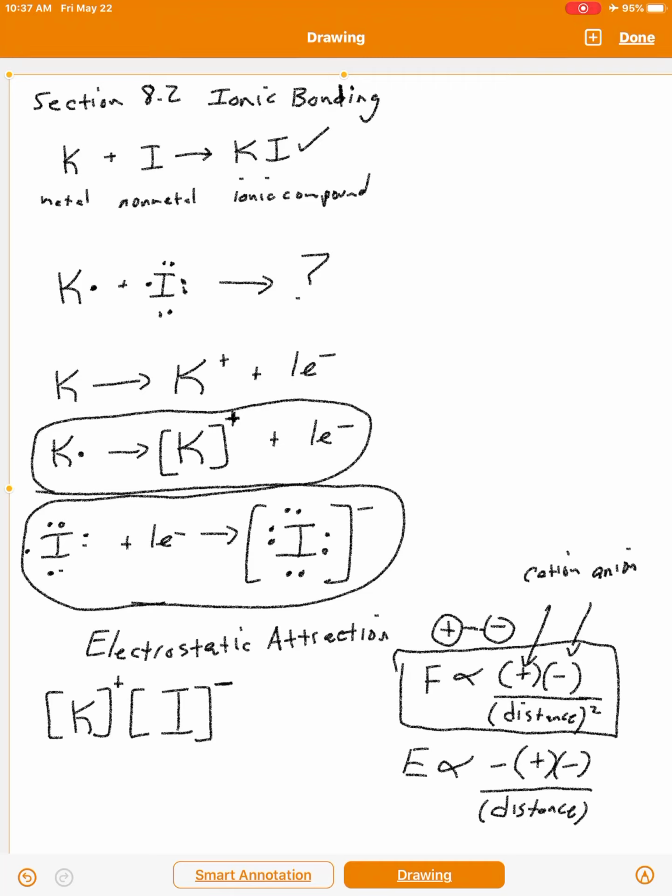Now here's the problem. If you take potassium and iodine, they will form potassium iodide exothermically, meaning they will release energy. It's negative delta H.